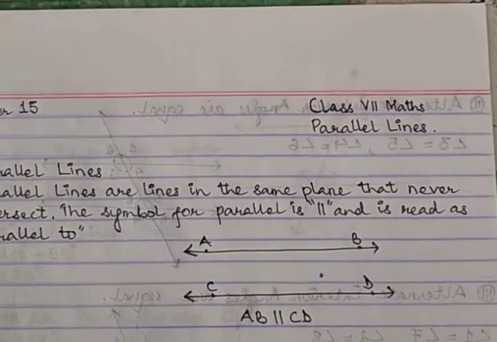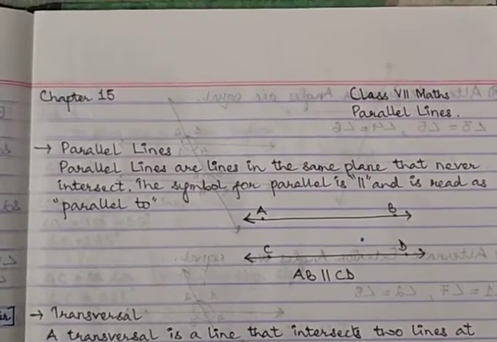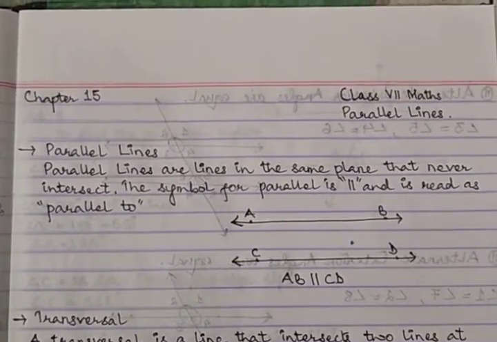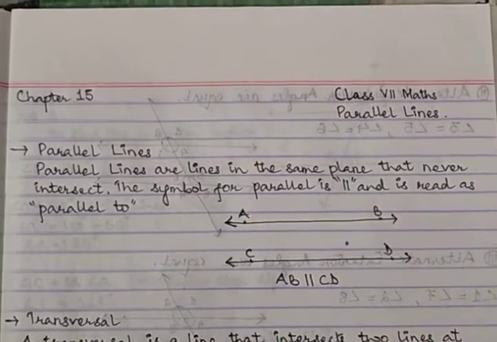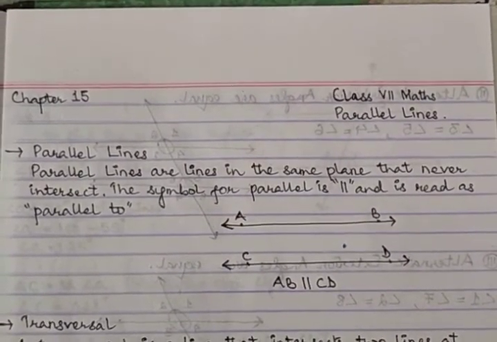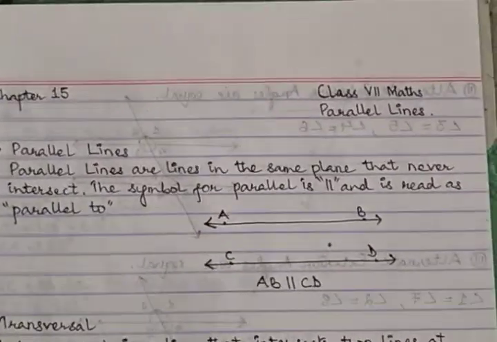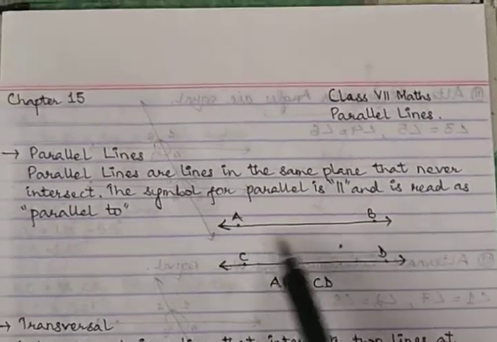First of all, moving on to the topic, parallel lines. What are parallel lines? Parallel lines are lines in the same plane that never intersect. The symbol for parallel lines is a double L, a small double L, and it is read as 'parallel to'. Here I have drawn two straight lines, AB and CD.